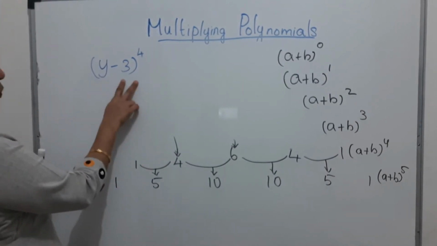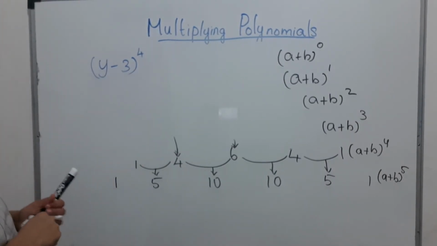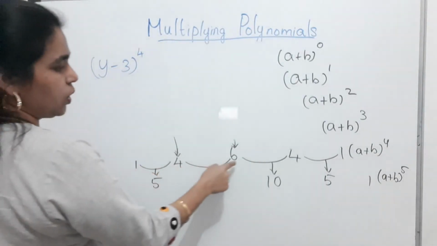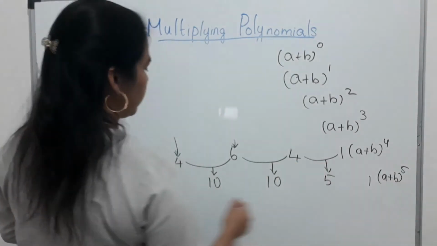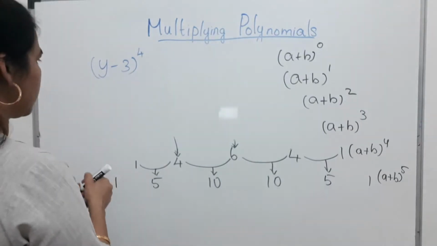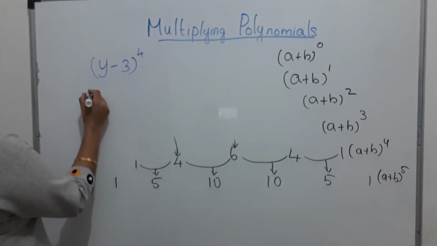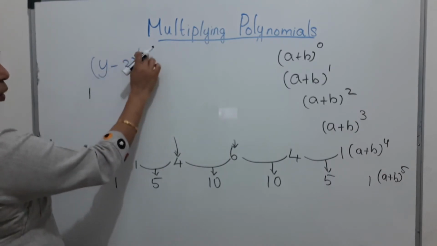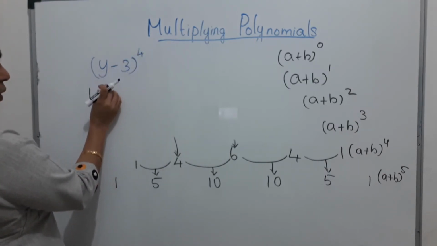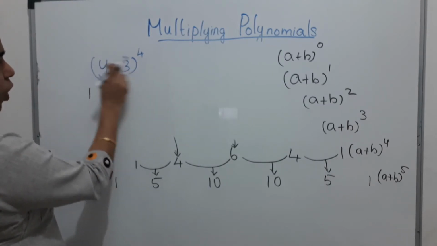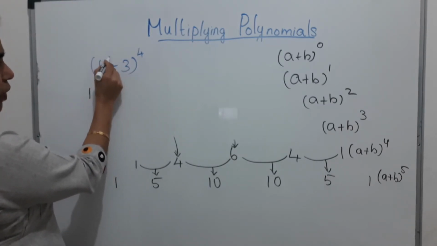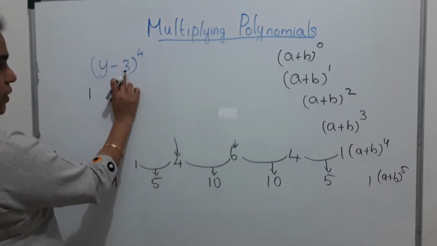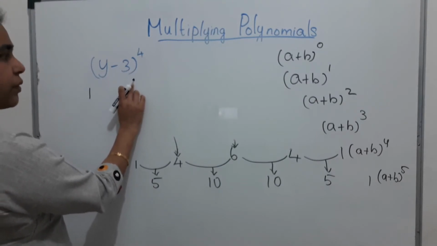Okay, so the question is y minus 3 to the power 4, and so for a plus b to the power 4 the coefficients are 1, 4, 6, 4 and 1. Okay, now we can write the coefficients like 1, and then what is the power here, like y to the power 4. So you have to write the terms in the decreasing order of the exponents. Okay, like power will be decreasing 4, 3, 2, 1 like that.